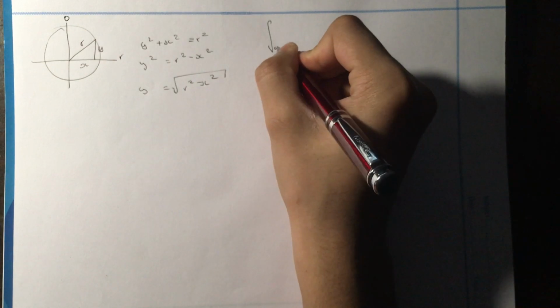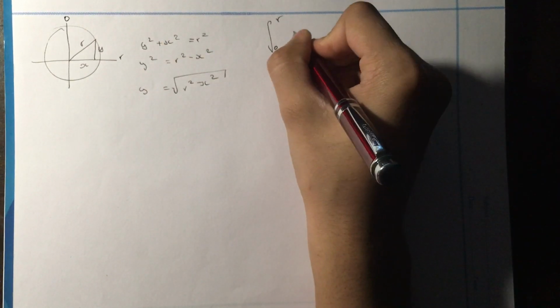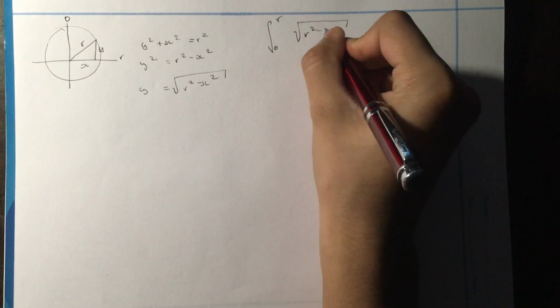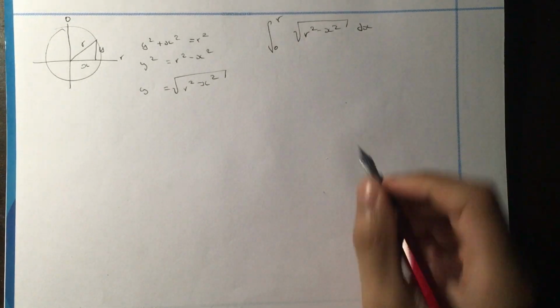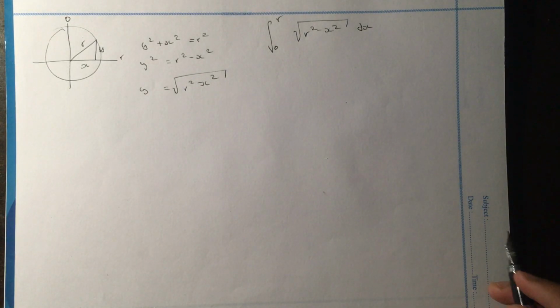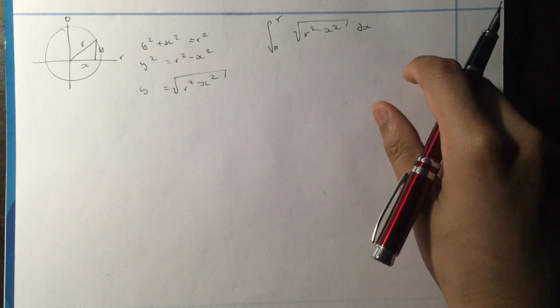So we have to integrate from 0 to r of this function, the square root of r squared subtract x squared, obviously with respect to dx, right? So what do we do from here on out?